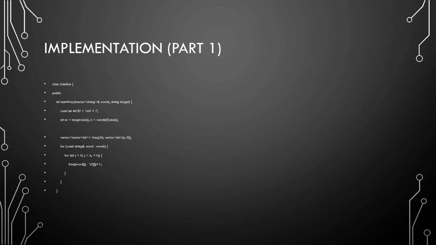Let's look at the first part of the implementation. Here we define the function numWays, which takes the list of words and the target string as input. We initialize the frequency table and populate it by iterating through each word and counting the characters at each position.